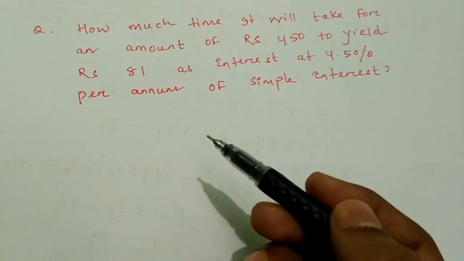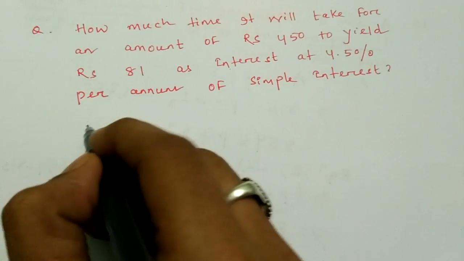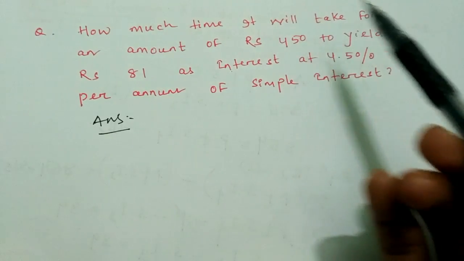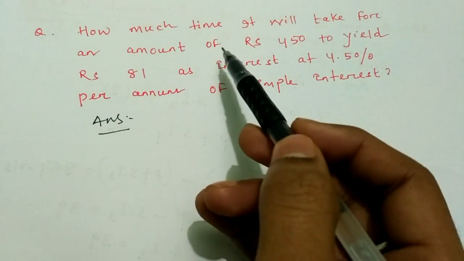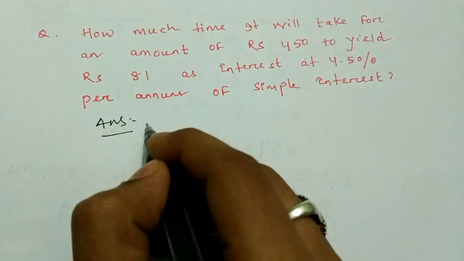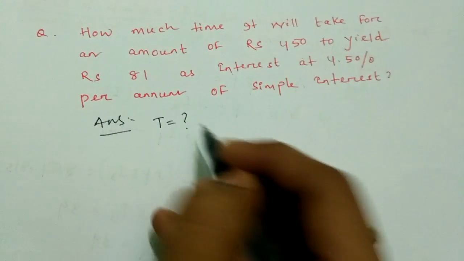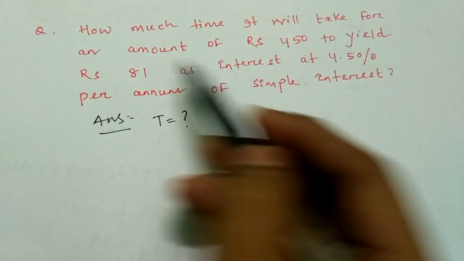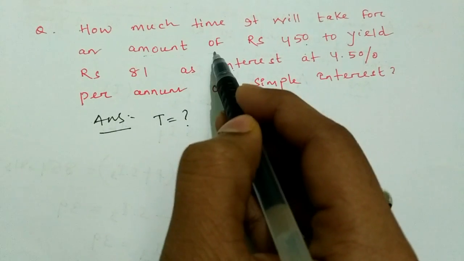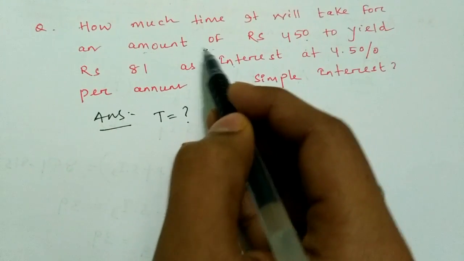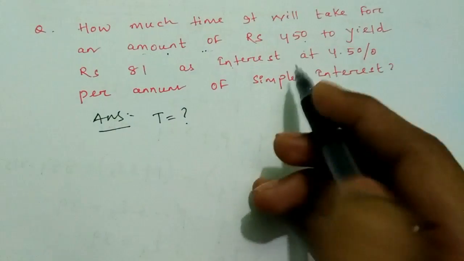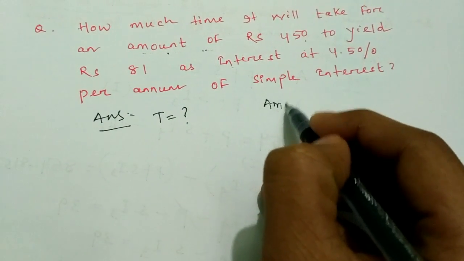So friends, here is your last question. How much time will it take for an amount of Rs 450 to yield? It asks for the time. For an amount of Rs 450, this is actually the principal. People always get confused between the amount and the principal.